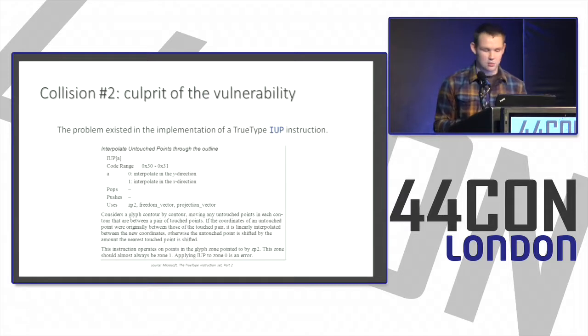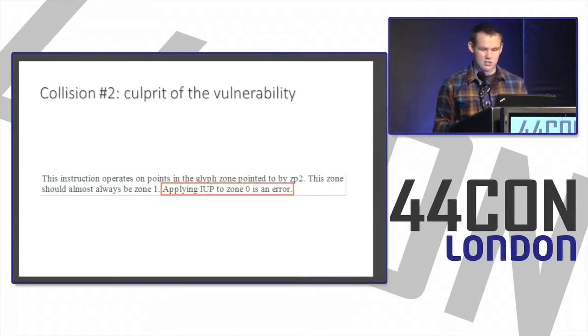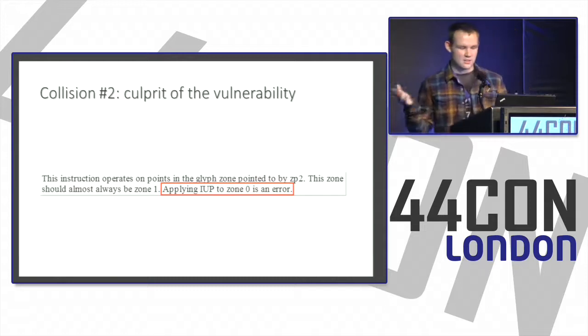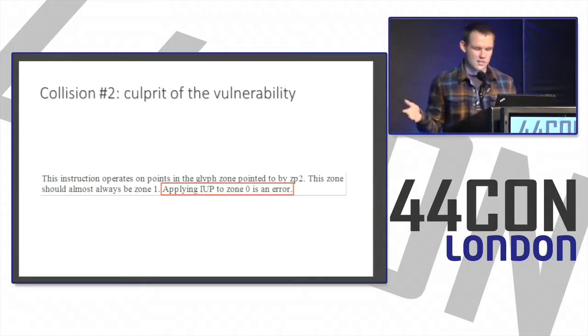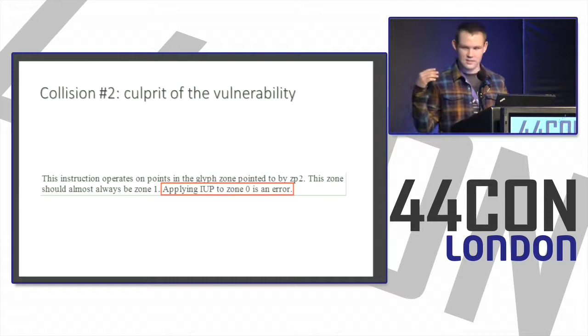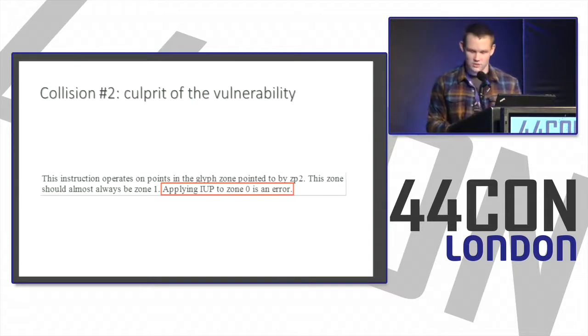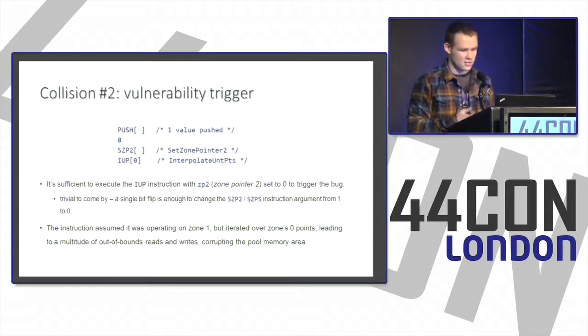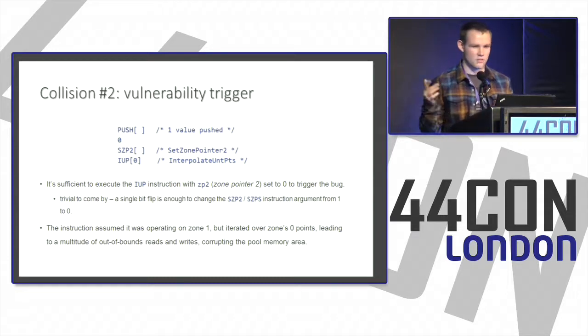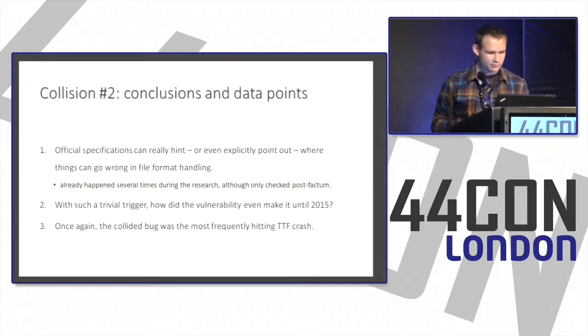And the culprit of the bug is related to the IUP instruction. And you can also see that basically the condition that could lead to this was also specified verbatim in the specification of the TrueType instruction set. So the trigger for the bug was also very trivial. It was sufficient to just flip one specific bit inside of the TrueType instruction stream, and then you would see a blue screen of death.